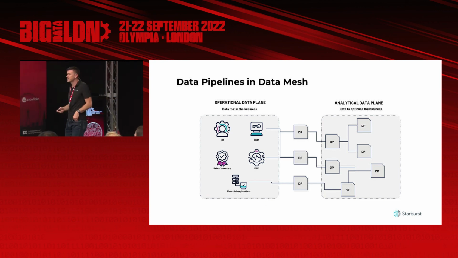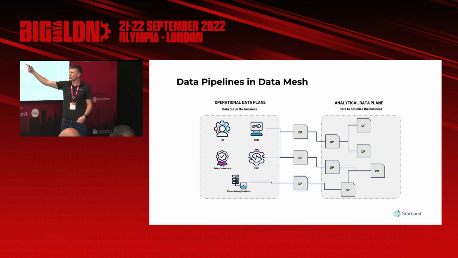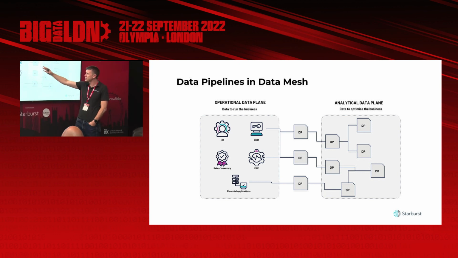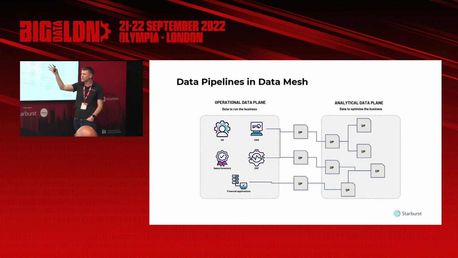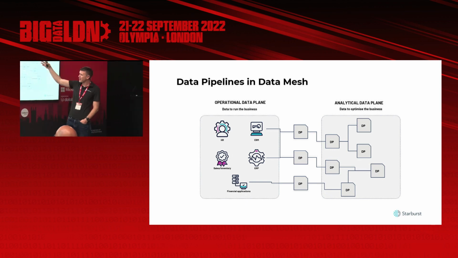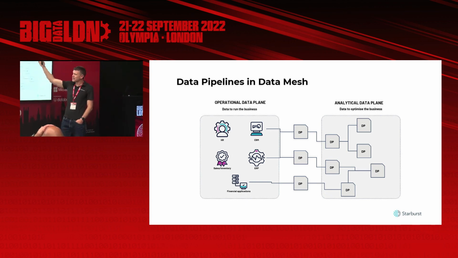So we have a data product over here, which is sourcing some data from maybe this CRM system, and it's exposing it in some way. Then we have another data product that consumes that and transforms it in a particular way. And then we have another data product which does something, maybe joins with some other operational data, etc.